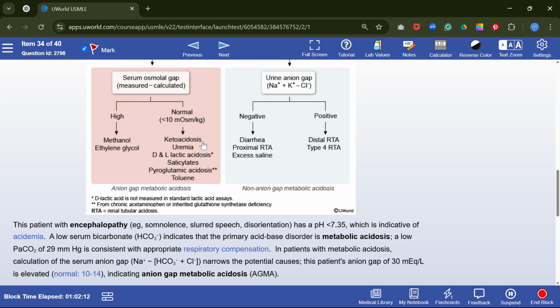In the MUD PILES mnemonic, the rest of the causes: uremia, DKA, diabetic ketoacidosis, lactic acidosis, propylene glycol, isoniazid, salicylates, toluene. These are the causes of normal osmolar gap, high anion gap metabolic acidosis.